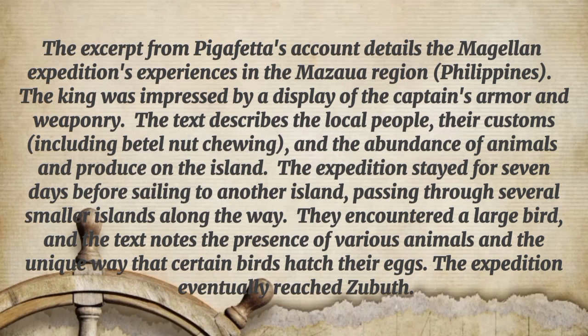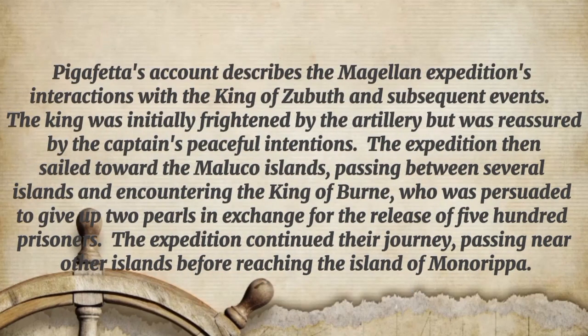They encountered a large bird, and the text notes the presence of various animals and the unique way certain birds hatch their eggs. The expedition eventually reached Zubu. Pigafetta's account described the Magellan expedition's interaction with the king of Zubu and subsequent events. The king was initially threatened by the artillery but was reassured by the captain's peaceful intention.